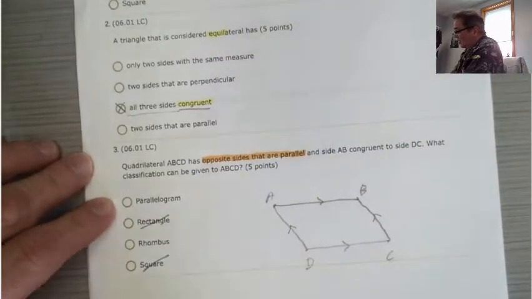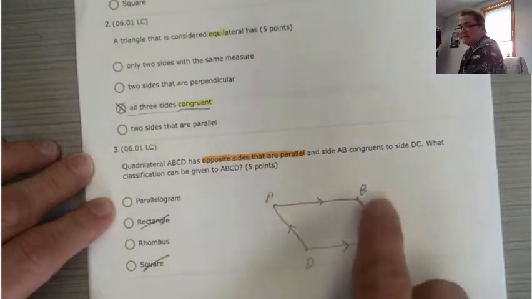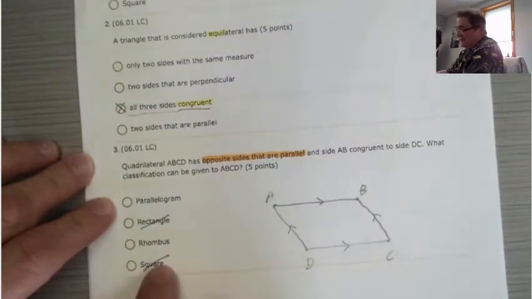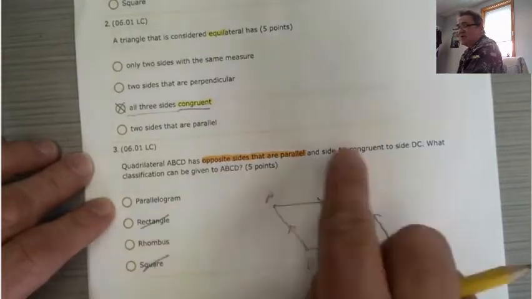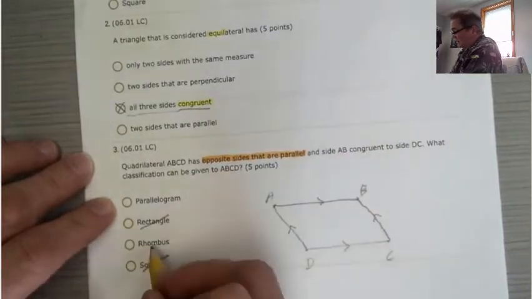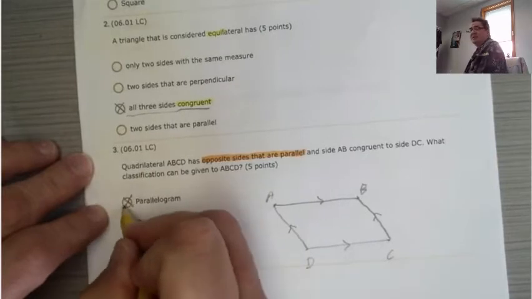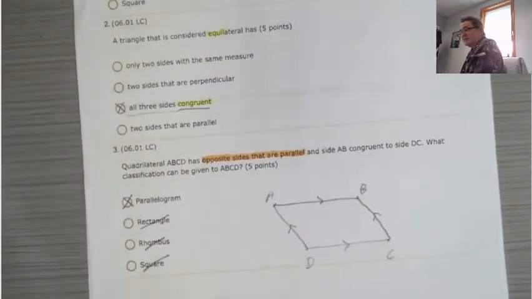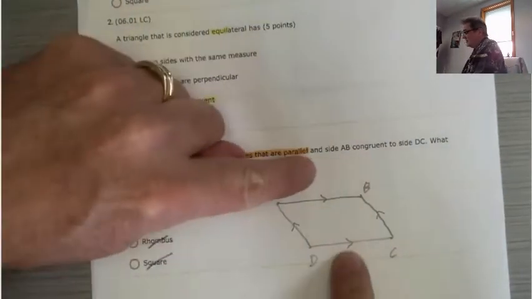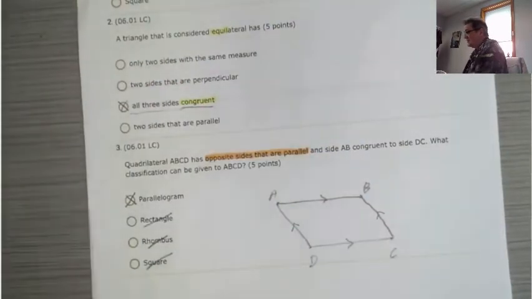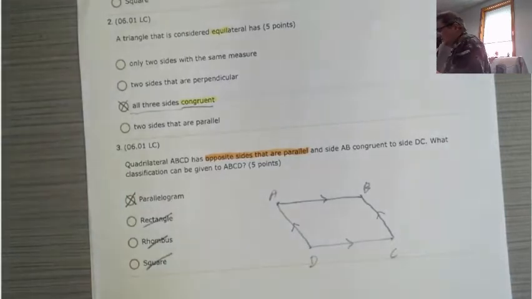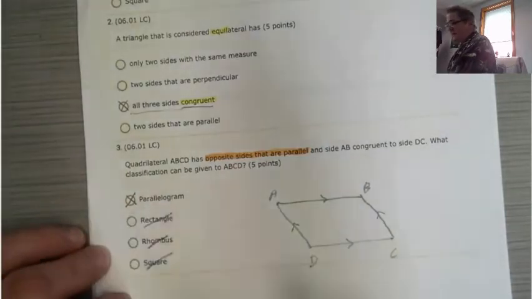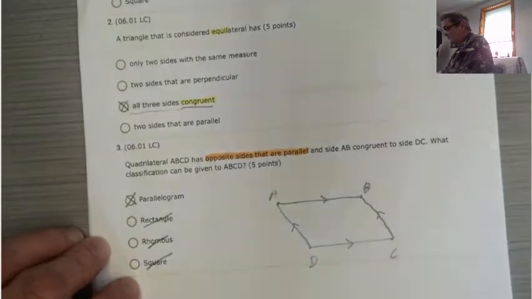And a rhombus, all four sides have to be the exact same length. It's just like a square, just slanted like this. It does not tell us that all four sides are congruent. So since the only thing we know for sure is the opposite sides are parallel and that the two sides are congruent, we know it's a parallelogram. The rest of it, we do not have enough information to determine. So we can only choose parallelogram in that case.